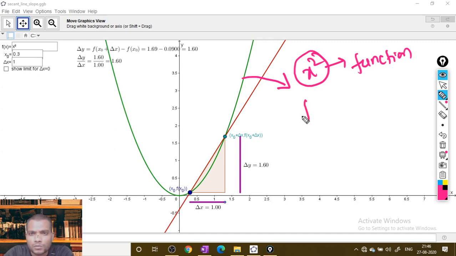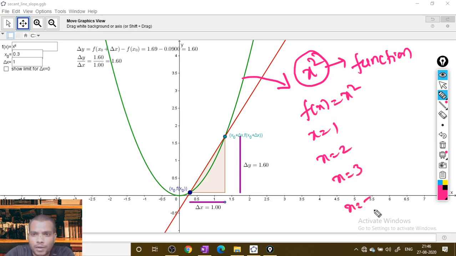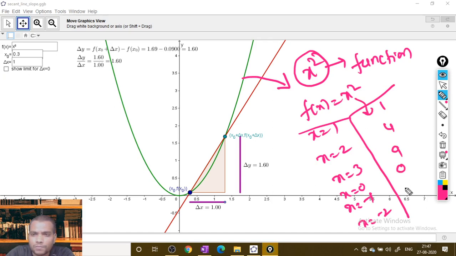It means, suppose f of x equals x square, it's a function for different values of x: x equal to 1, x equal to 2, x equal to 3, x equal to minus 1, x equal to minus 2 and x equal to 0. For different values of x, what is the value of f of x? Here it is 1, here it is 4, here it is 9, here it is 0, here 1, here 4. If you plot a graph using these values, we will get this green line. That is the graph for the x square function.